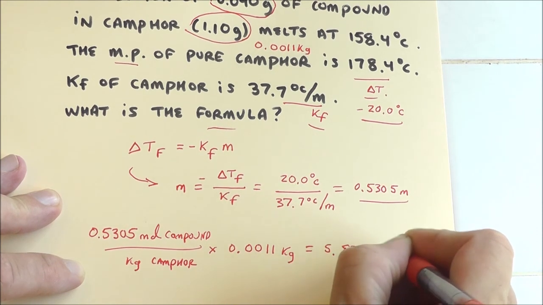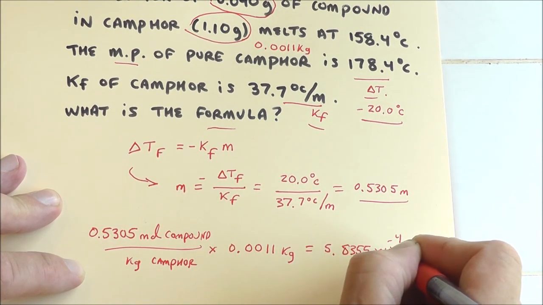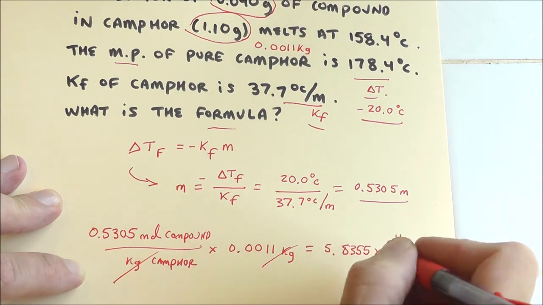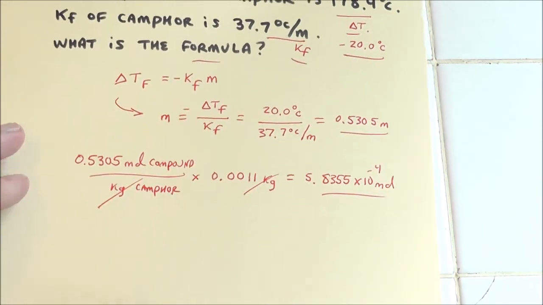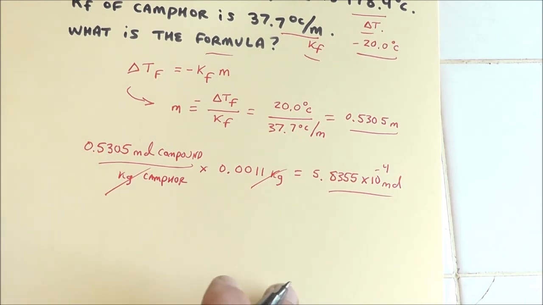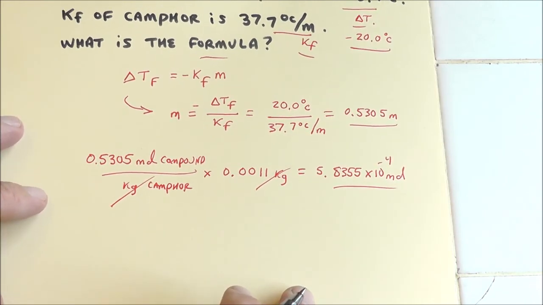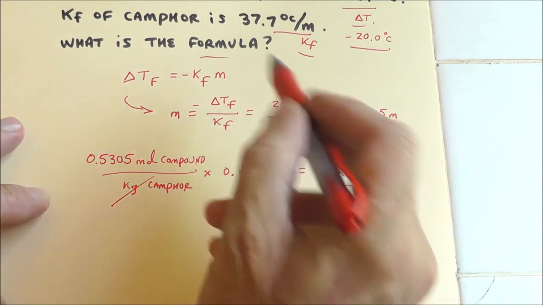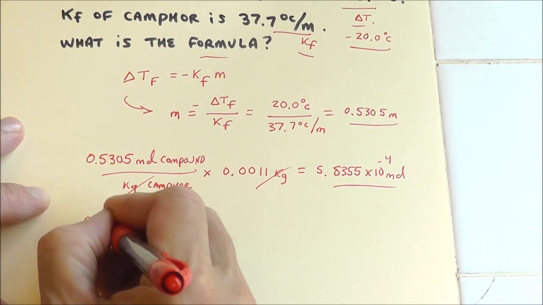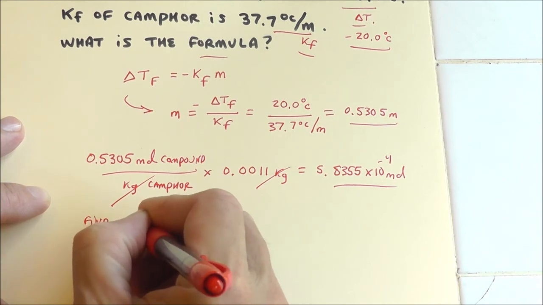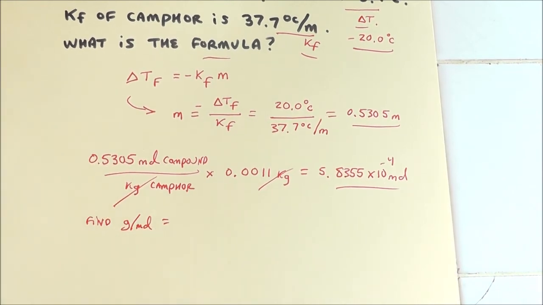5.8355 times 10 to the minus 4 moles. Kilograms have canceled. I'm kind of one step away. What I'm going to do next is take the grams and divide it by moles. Then, a lot of times you're done. In this particular case, they want to know, what's the formula? And then we got one extra step.